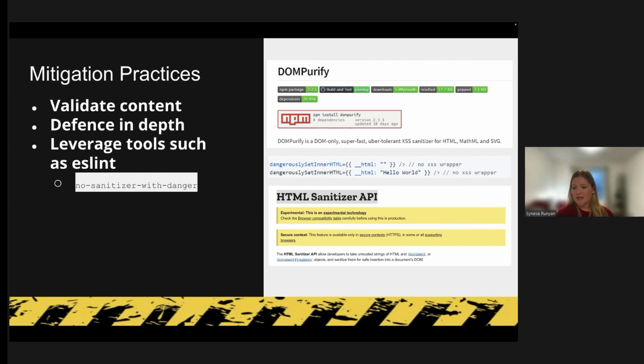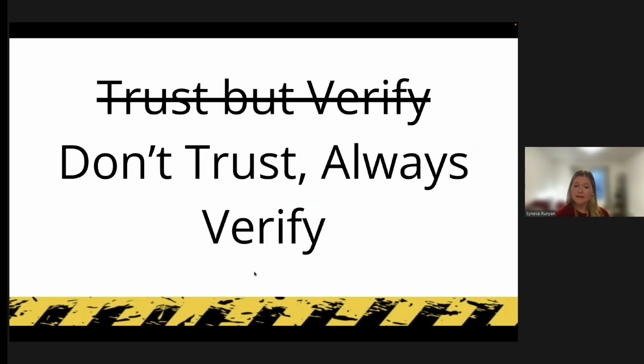This is really similar to what we saw in the first cross-site scripting attempt, where React converted that script tag we provided it to a string. There's an HTML Sanitizer API as well that's experimental that will do essentially the same thing. If you're using ESLint in your workflow, there's this really handy no-sanitizer-with-danger rule. What this rule does is make sure that any value provided to dangerouslySetInnerHTML is passed through a sanitizer such as DOMPurify or the HTML Sanitizer API. If it's not, this will throw an error for you. Again, remember, never trust user input, always verify it.